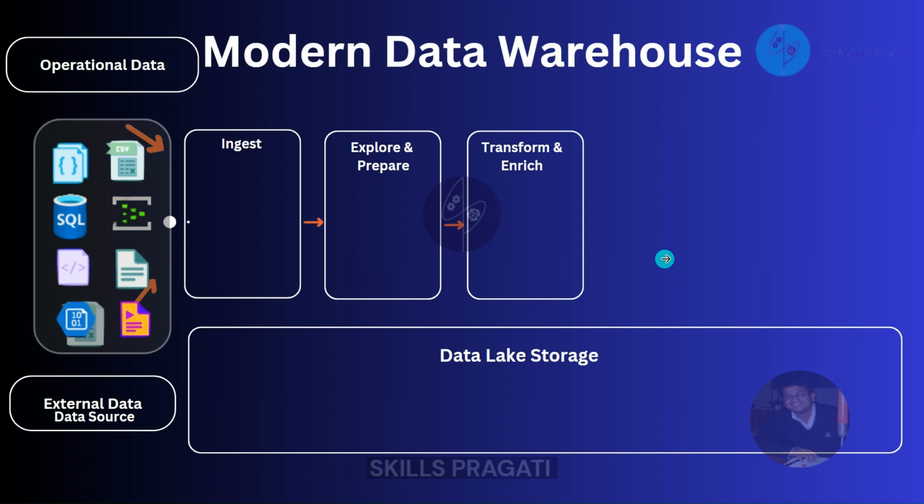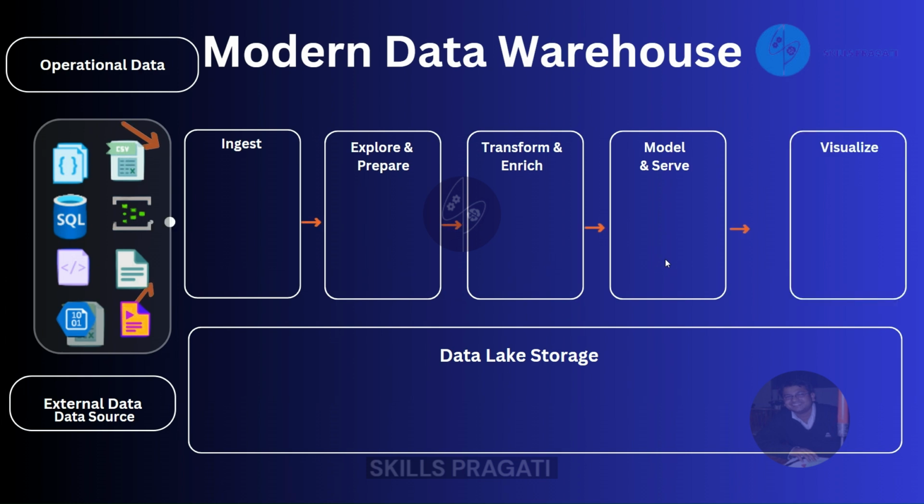The data is then transformed and enriched with additional information, outcomes from machine learning models and data science experiments, and then stored in the data lake. The data is then modeled into relational tables. The required security is then applied and served for reporting. We then use BI reports to visualize the data. This is how a modern data warehouse architecture generally looks.